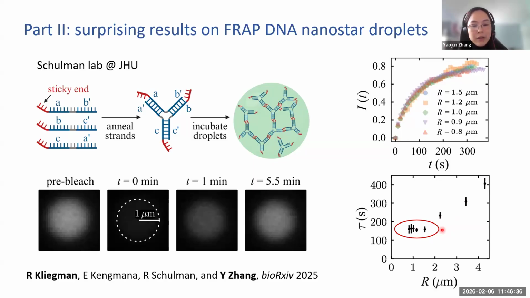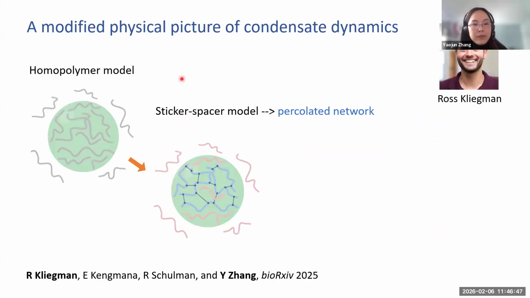So we wanted to figure out why this is, and motivated by these results, we developed a version 3 of the theory to model the exchange dynamics of condensates. So here is our modified picture. Now the theory part was done by a talented graduate student in my lab, Ross Kligman. He proposed a modified physical picture of condensate dynamics. He reasoned that sticker-spacer polymers are known to form dynamically restructuring networks that go beyond homopolymer phase separation. Often these are referred to as phase separation coupled to percolation.